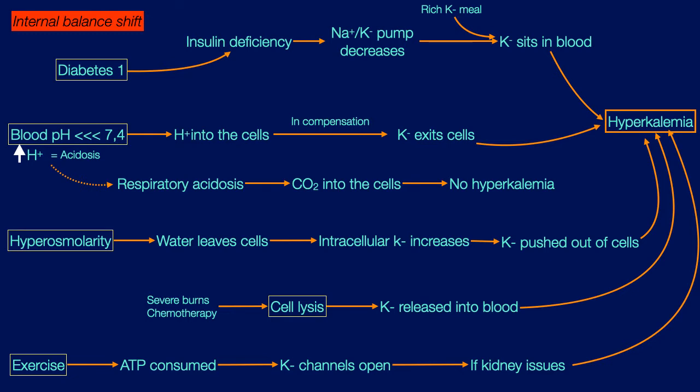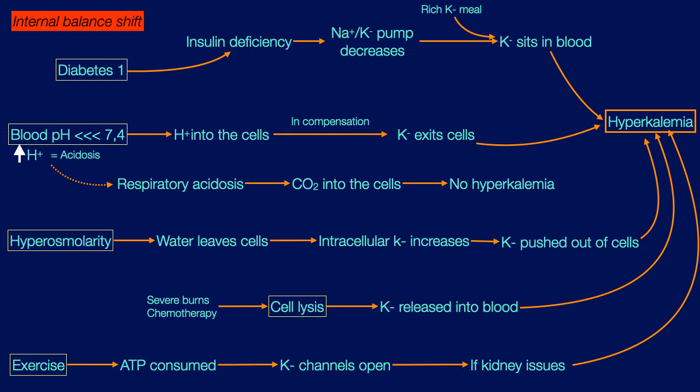And this is because after a meal, glucose increases in blood, and at the same time, insulin gets released, which binds to cells and stimulates uptake of that glucose. But insulin also increases the activity of the sodium-potassium pump, which pulls potassium into the cells. People with type 1 diabetes don't make enough insulin, so when they eat a meal, especially a meal with a lot of potassium, that potassium sits in the blood instead of being taken into the cells, and this causes hyperkalemia.